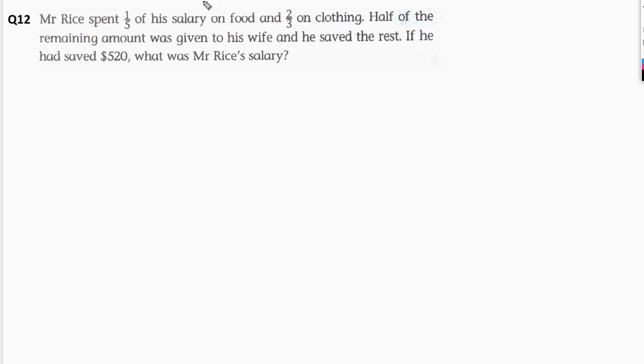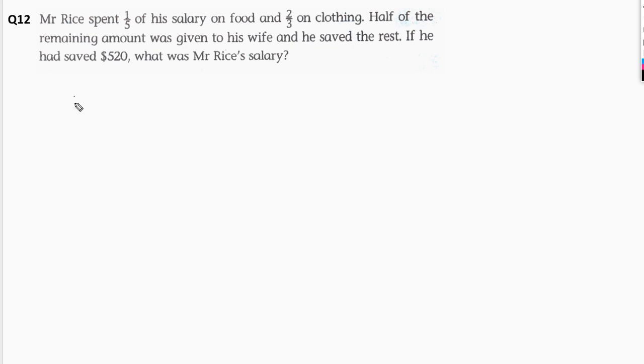Now, the first thing we notice, all right, we've got fractions, haven't we? We've got 1/5 here, and we've got 2/3 here. We've got different denominators. So we really do need to change these into equivalent fractions that share the same denominator. We've got fifths here and thirds here. So the easiest thing to do would be to change this into fifteenths.